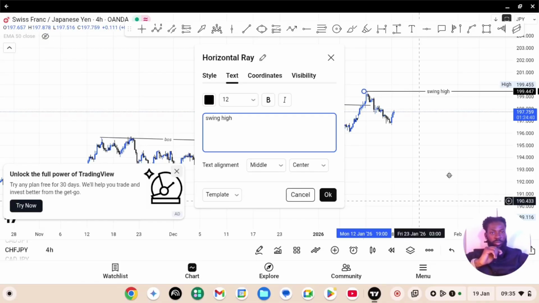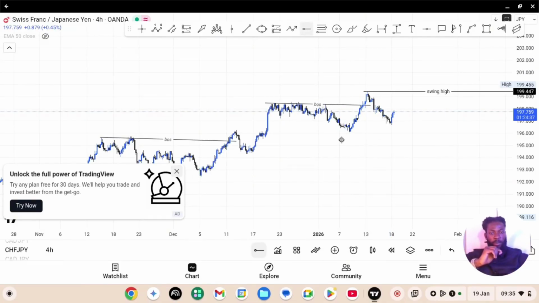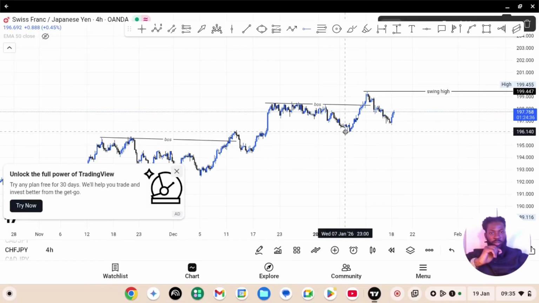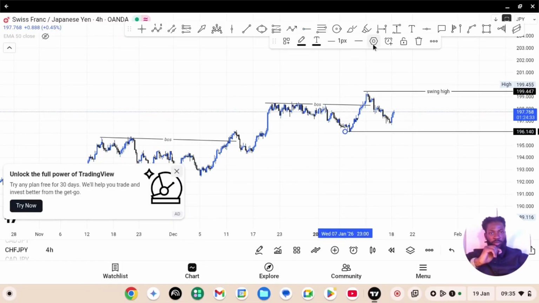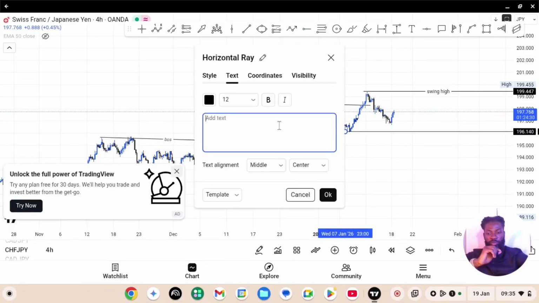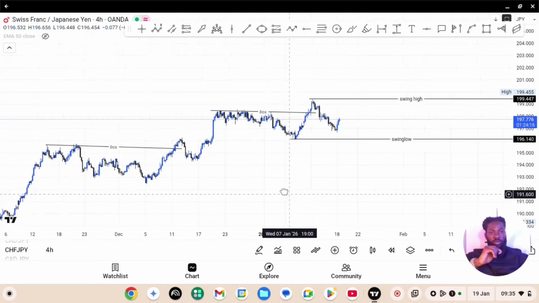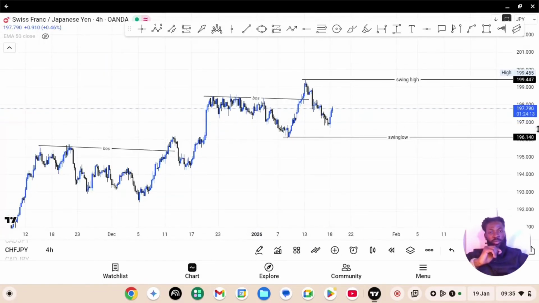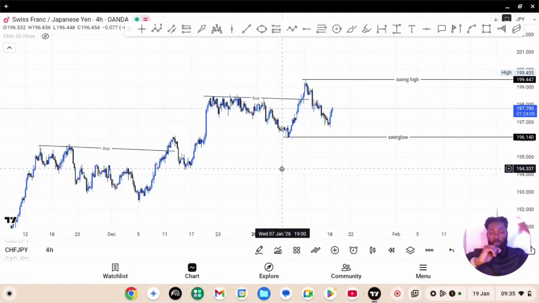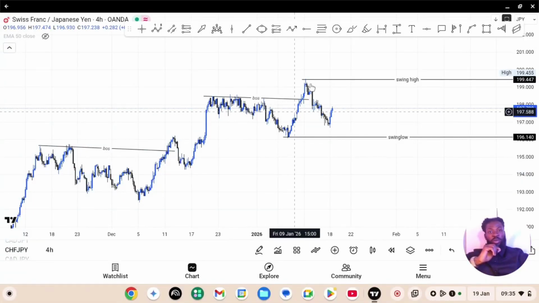All right, swing high, and we have this swing low here, swing low. All right, swing low there. Okay, now this is the current price action of the market on the 4 hours time frame. We have our break of structure, we have our swing low and swing high.